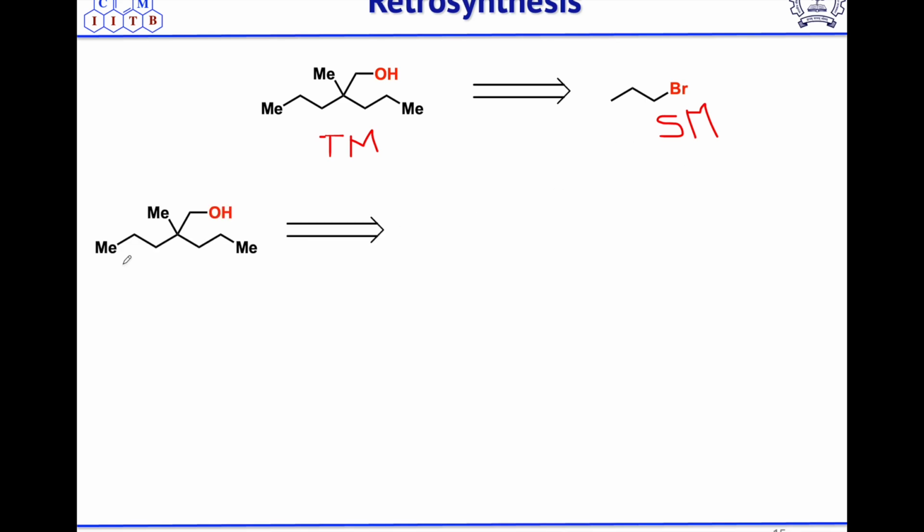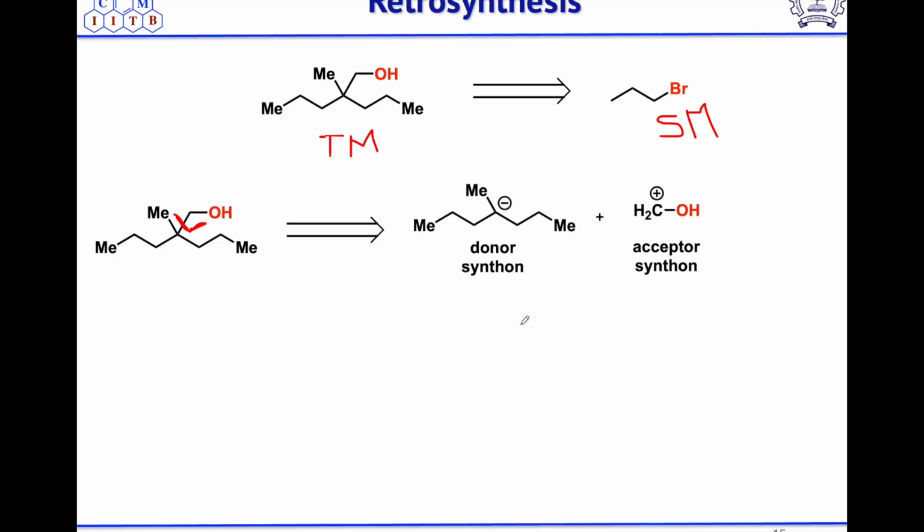In the retrosynthetic plan, first we can think of this C-C bond disconnection, and what will be the corresponding synthons. This carbon can carry a negative charge and this carbon can carry a positive charge. If this carbon bears a negative charge, it will be a donor synthon, and if this carbon bears a positive charge, it will be an acceptor synthon. Now we need to get the corresponding synthetic equivalents. The synthetic equivalent for this acceptor synthon is formaldehyde.